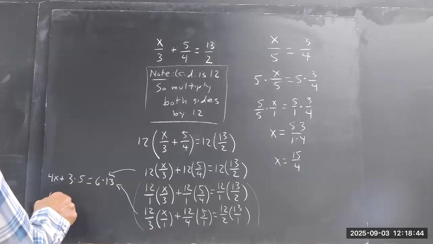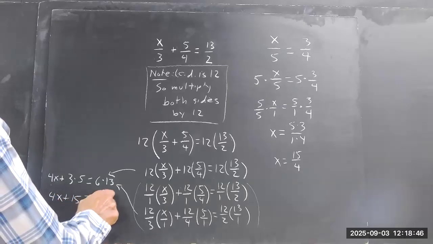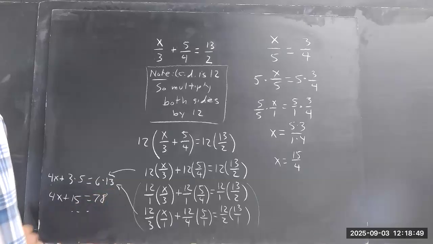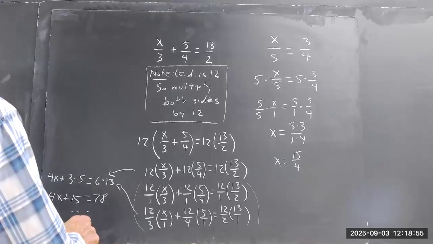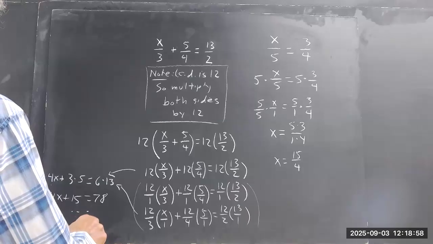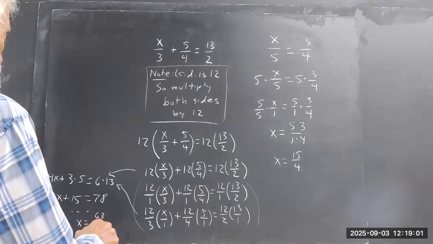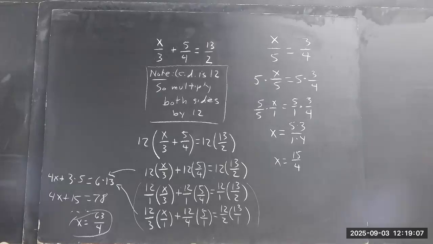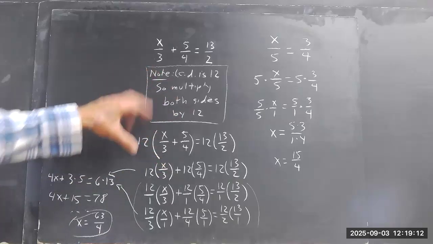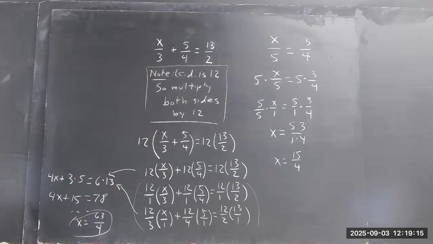Okay, well, that gives us 4x plus 15 equals 78. And I'm going to put 3 dots for steps that you should be able to fill in. And you're going to get x equals 63 over 4. Now, those 3 dots don't mean you should skip all the steps. That means you should write out all the steps in between, similar to what we've done before. Okay, now this might not seem all that simple, but if you do it a few times, it is. So you need to practice it, and you need to get it into your head.